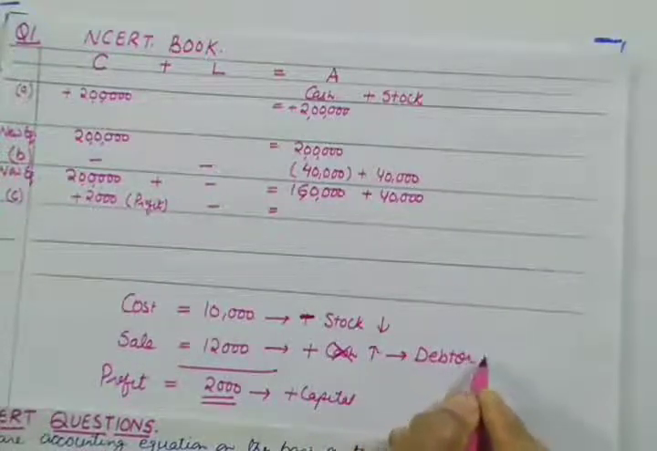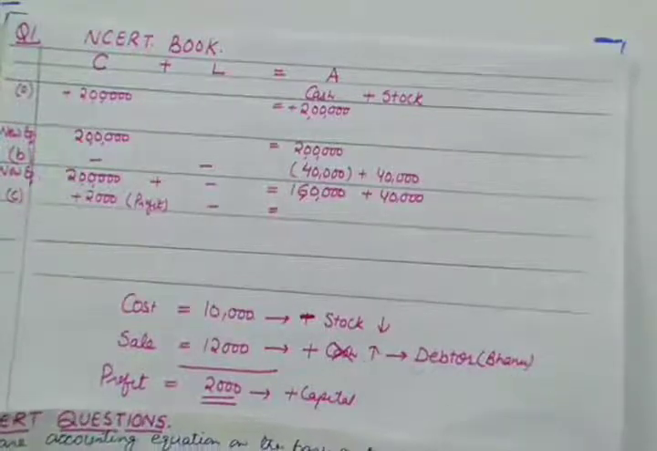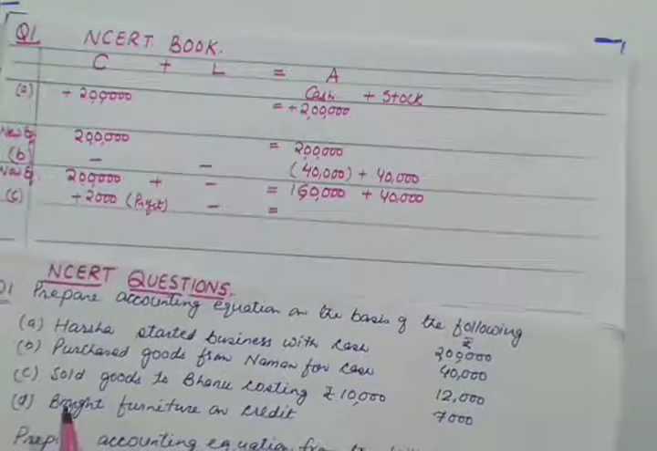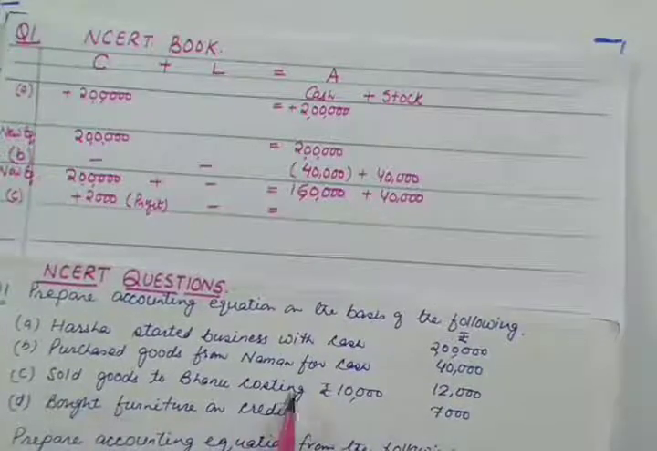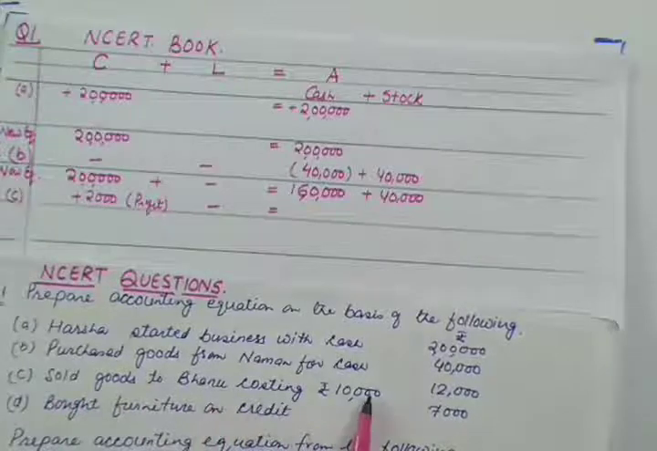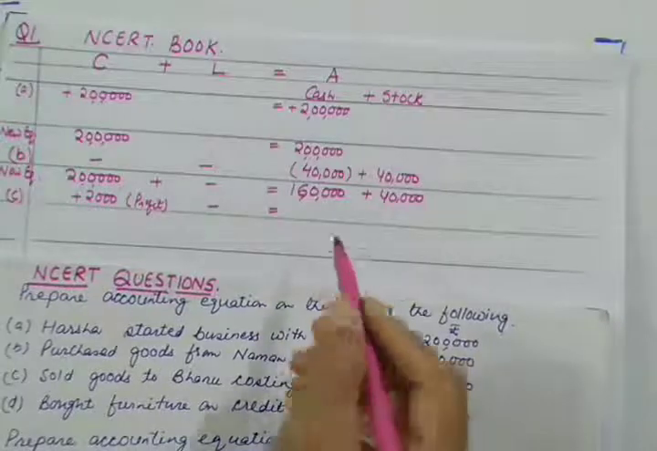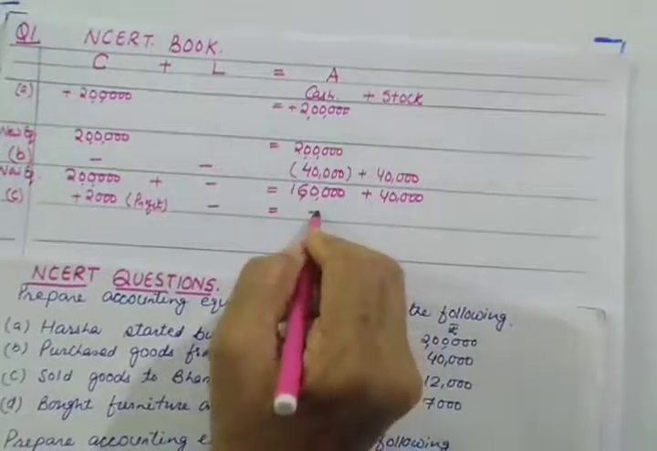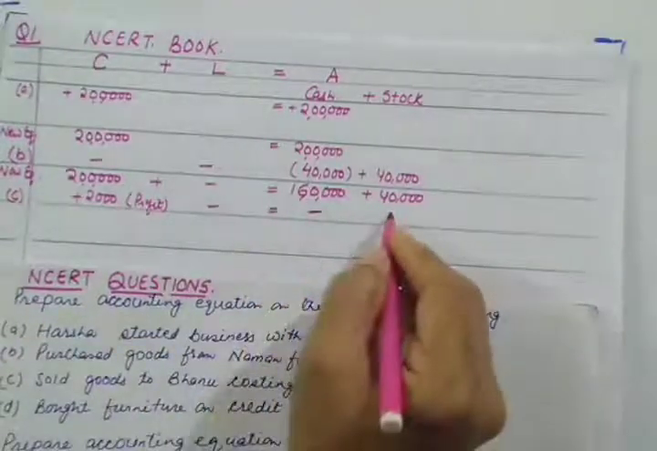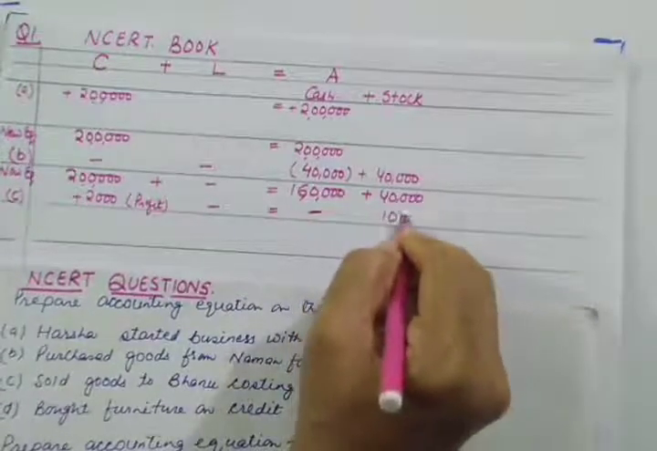And what is the name of the debtor? Name of the debtor is Bhanu. Yes. So this is also very important. You need to read this particular transaction very carefully. Sold goods to Bhanu costing rupees 10,000 for 12,000. So let us write here no change in cash, dash. Your stock will reduce by 10,000.